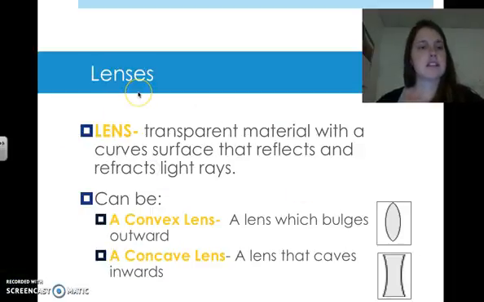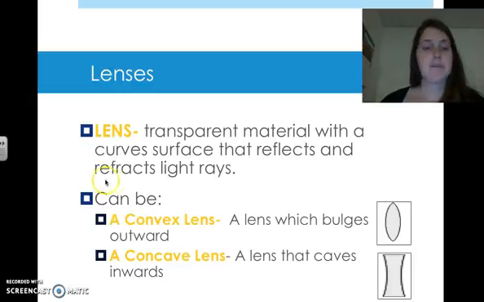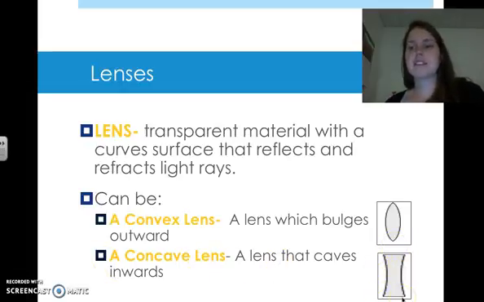Then there are lenses. In contrast to mirrors, lenses are transparent. That means you can see completely through them. Basically they have a curved surface and they either reflect or refract light. They can be convex, where they bulge out on both sides like this, or they can be concave, a lens that caves inwards. When you have glasses, you could either be convex or concave, depending on if you're nearsighted or farsighted.